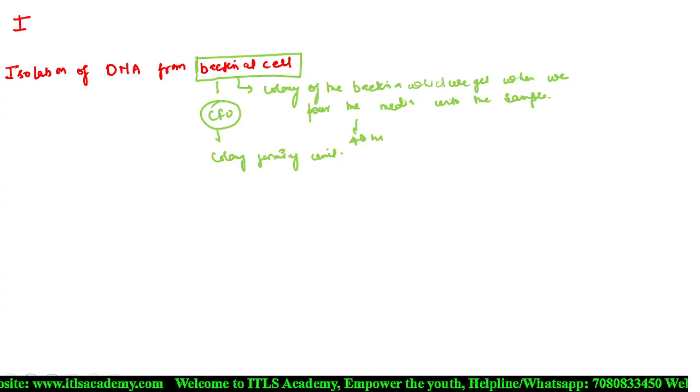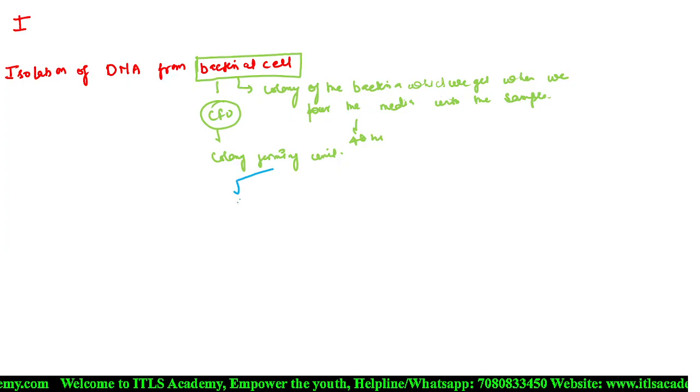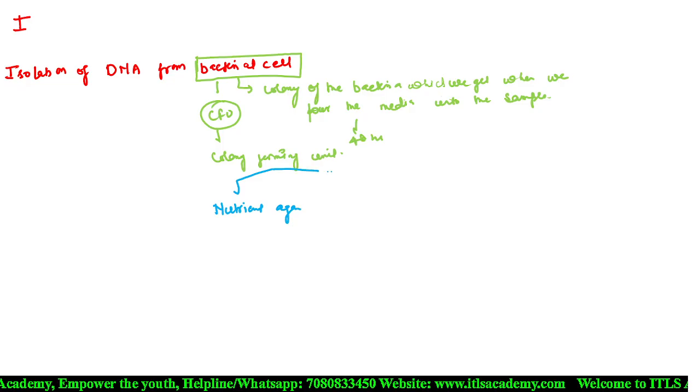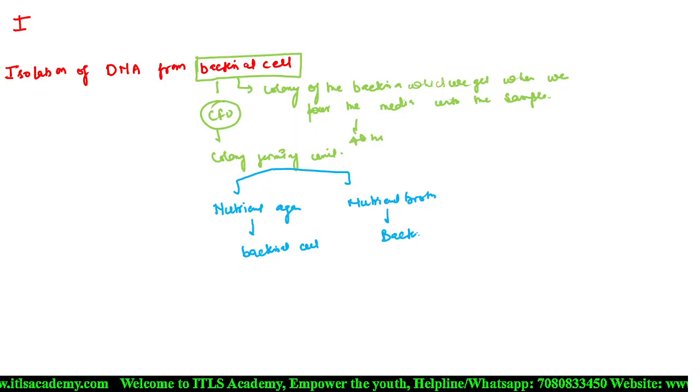Now, how do we prepare this bacterial cell? It is prepared by two methods: one with the help of the nutrient agar, and another with nutrient broth. The colony that we get from the nutrient agar is known as a bacterial cell, and the colony that we get from the nutrient broth is known as bacterial broth.